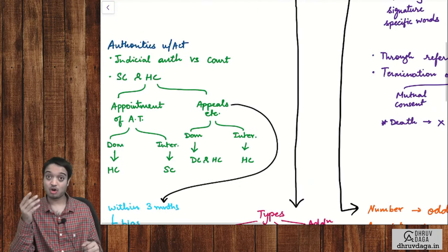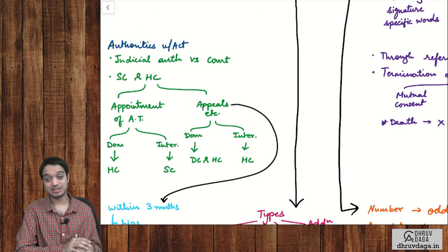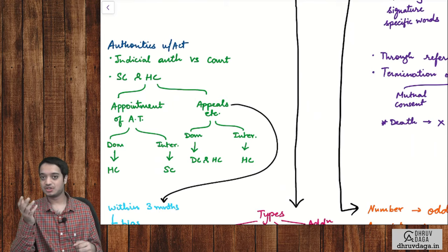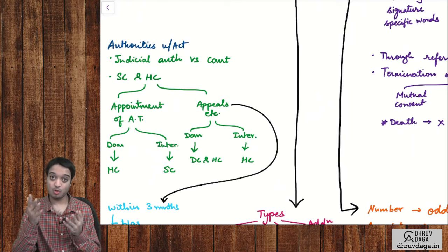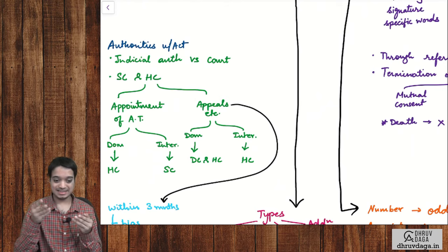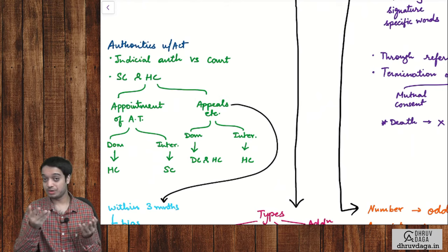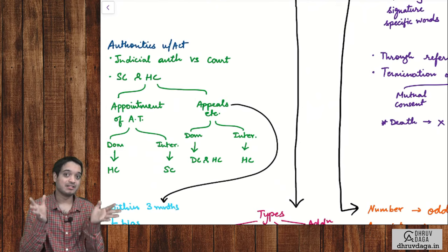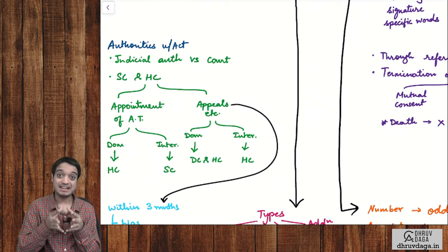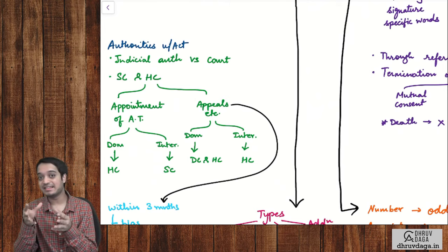There are certain authorities under the Arbitration Conciliation Act. Number one, there are certain judicial authorities, and secondly, there are courts. Courts are basically the district court, high court, and supreme court. Judicial authority is a slightly bigger term. It's a term wider in its meaning and ambit than the court.